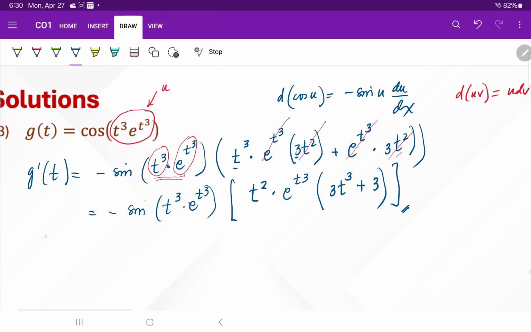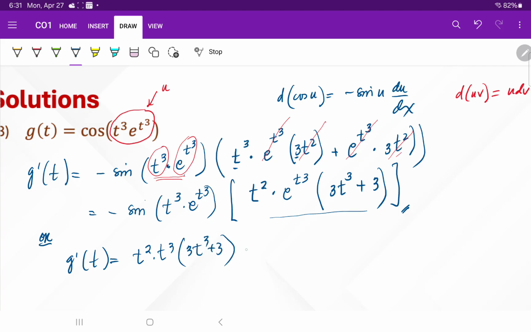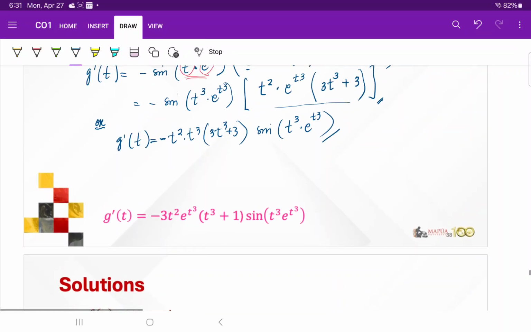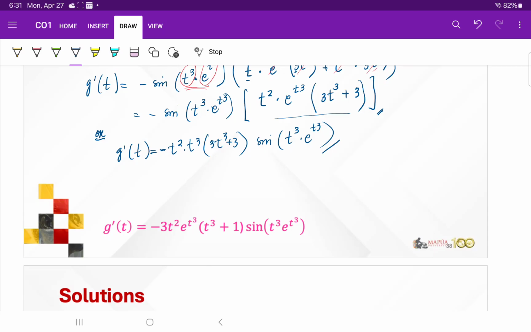But we could also write this in this manner. G prime of t is equal to, we can first write this one. So we have t squared times t cubed times 3t cubed plus 3, multiplied by sine of t cubed times e to the t cubed. And you have the negative sign in front. Okay? This is the final answer.